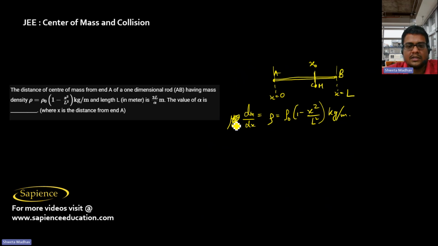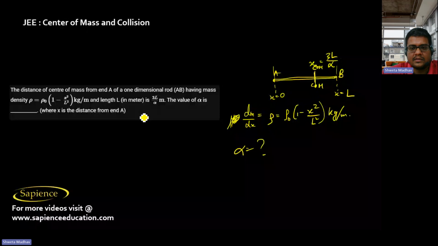So actually they are saying it is rho only. And length L in meter is 3L by alpha. So here x naught, the xcm I can say, is which this alpha we have to find, where x is the distance from end A.